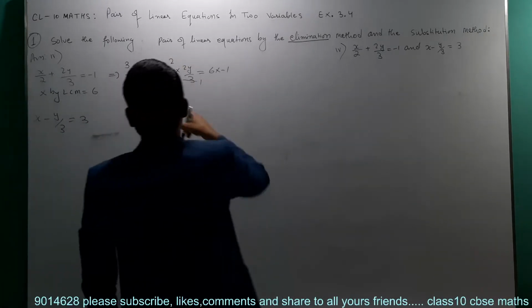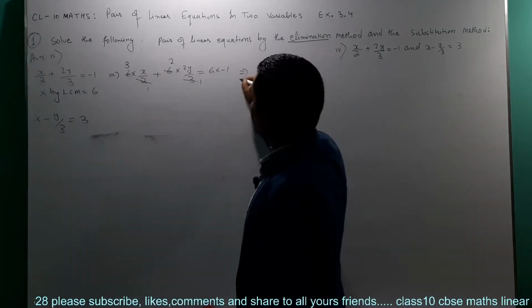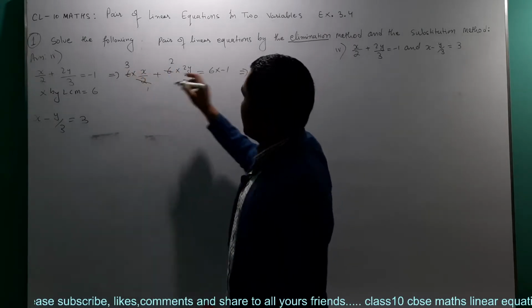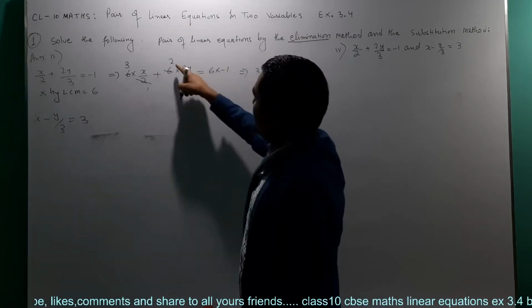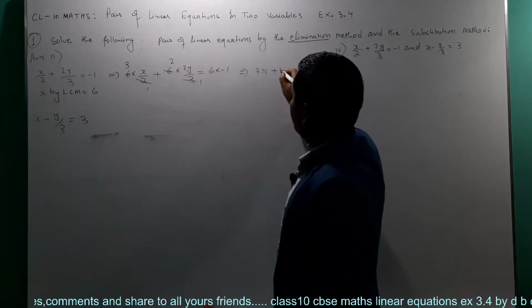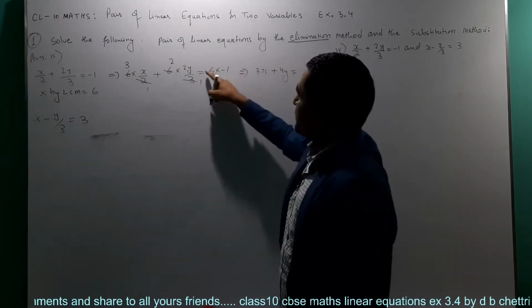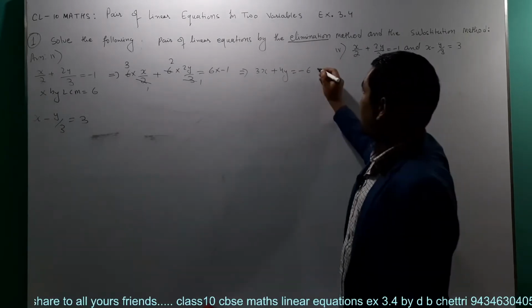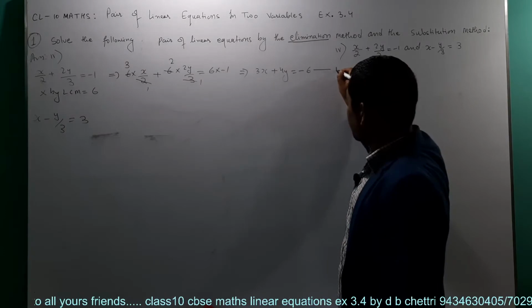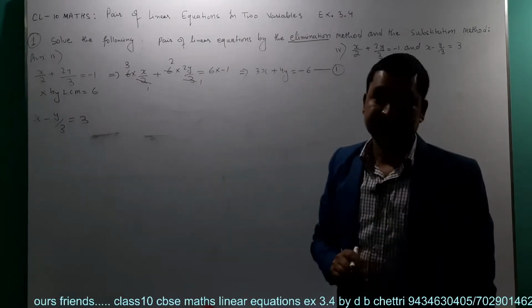Then what is left from here? 3 into x, 3x, then plus 2 2s are 4y, then equals minus 6. Now the equation is converted into simple form, and you can mark this as equation 1.